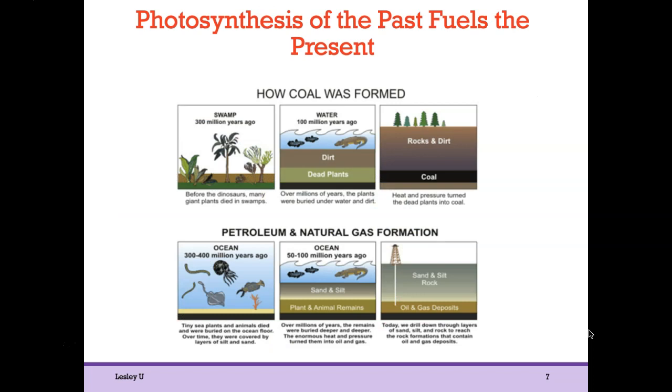And photosynthesis of the past actually fuels our present. So we have energy from fossil fuels and coal. But coal and fossil fuels have their energy from plants and other organisms that lived hundreds of millions of years ago. So photosynthesis hundreds of millions of years ago basically took energy from the sun and stored it in organisms, and that accumulated over time and turned into coal and oil and gas. So the oil, gas, and coal that we use today were photosynthetic organisms of the past, and that's why they're called fossil fuels.